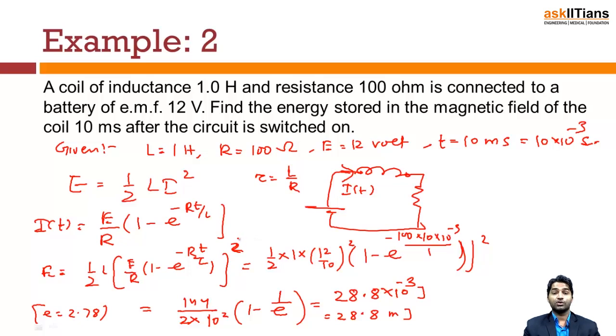Energy across the inductor coil is 1 by 2 L i square at any moment, and time is given, that is 10 millisecond. In that 10 millisecond, the growth of current across that inductor coil is equal to E by R into 1 minus e to the power minus R t by L. On substituting the corresponding values, knowing e is equal to 2.78, we are getting 28.8 millijoule as the right answer for this question. So always try to understand wherever you see a question based on transient current, growth of current and decay of current in electromagnetic induction. Please try to solve all these questions.